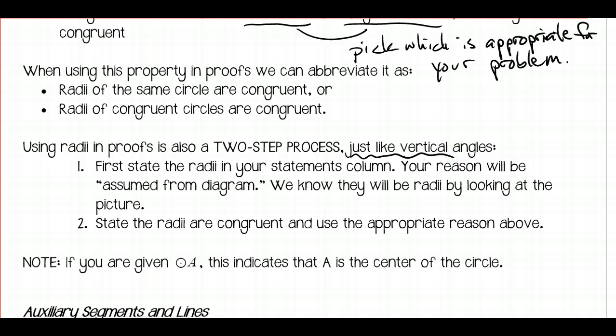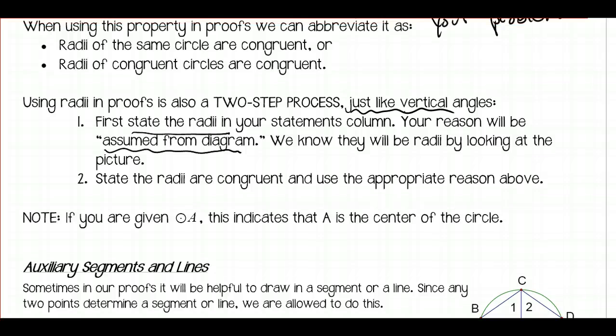So when we use vertical angles, we state the vertical angles, and that's assumed from diagram. We're going to do the same thing with radii. State the radii, and that's assumed from diagram. All right, and we know that they're radii because we can look at the picture. And then once we state that they're radii, we can state that they're congruent and use the appropriate reason.